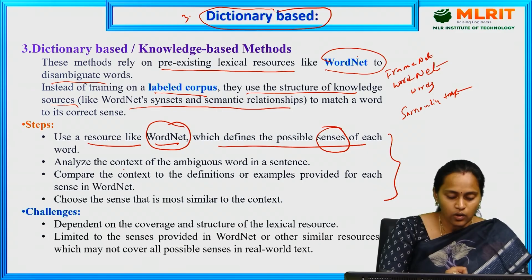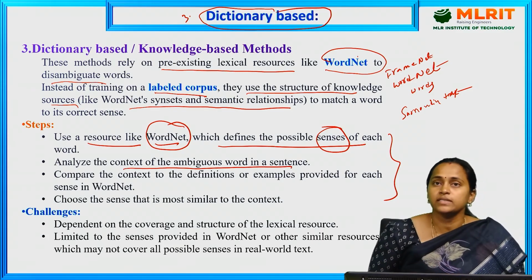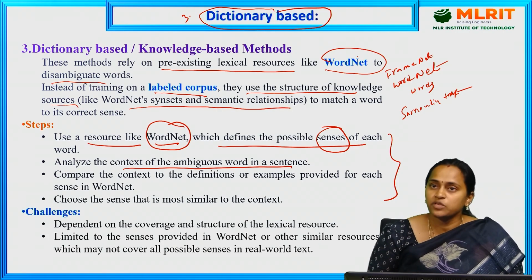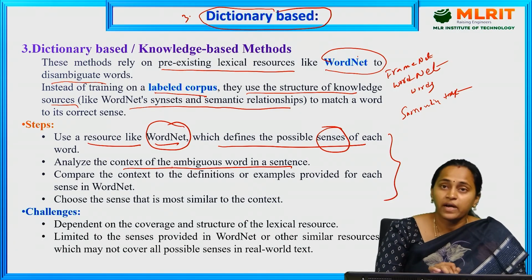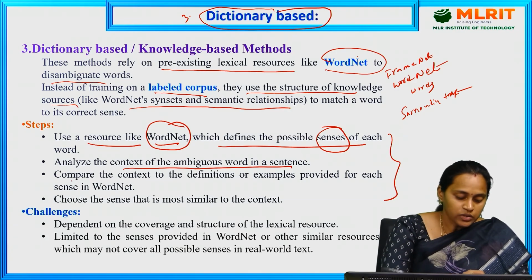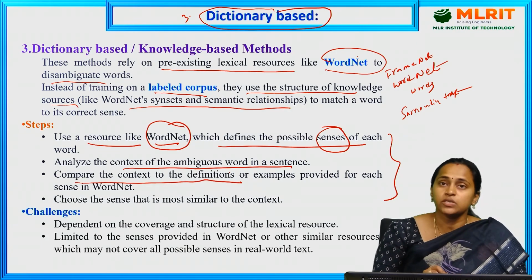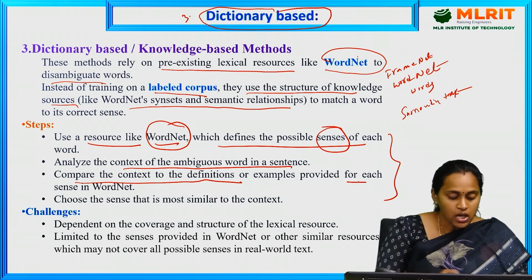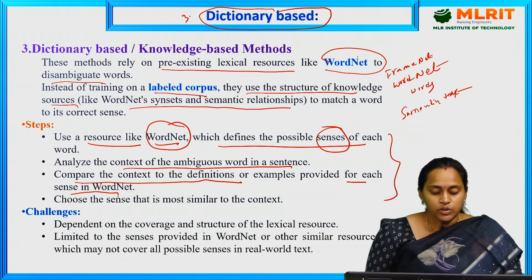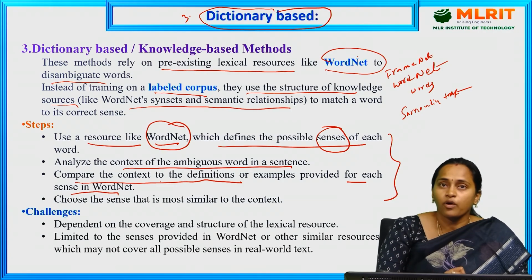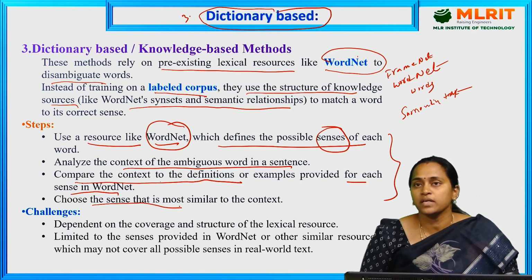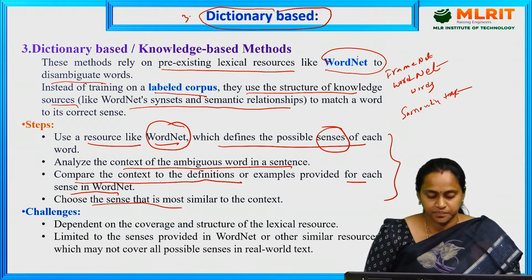Then analyze the context of the ambiguous word in a sentence. Ambiguity means it creates confusion, right? Depending on the sense, we can find out the ambiguity of the word in context. Then compare the context to the definitions or examples provided for each sense in WordNet. So we can compare the context to the WordNet words. Then choose the sense most similar to the word in context.